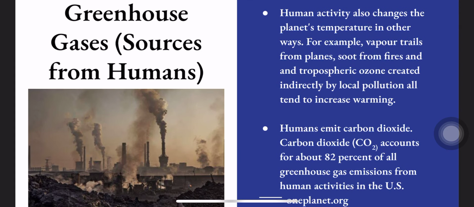Greenhouse gases sourced from humans. Human activity also changes the planet's temperature in other ways. For example, vapor trails from planes, soot from fires, and tropospheric ozone created indirectly by local pollution all tend to increase warming. Humans emit carbon dioxide. Carbon dioxide accounts for 82% of all greenhouse gas emissions from human activities in the United States.